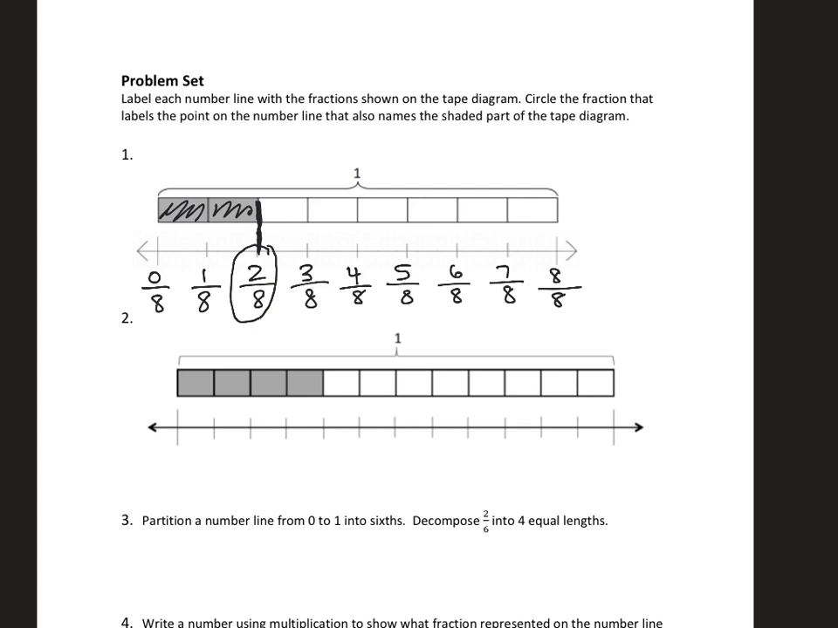All right, I'm going to do the same thing on the next one. So again, I can see that I have 1, 2, 3, 4, 5, 6, 7, 8, 9, 10, 11, 12 total units. So I know that my denominator is going to be 12. So I'm going to label this from 0/12 to 12/12.